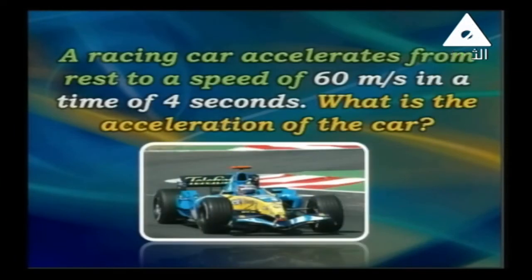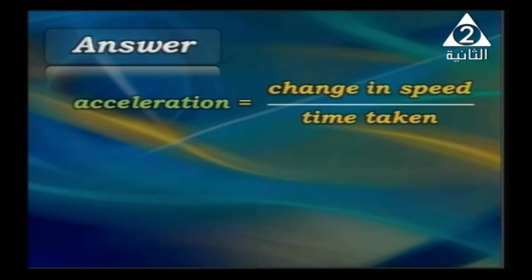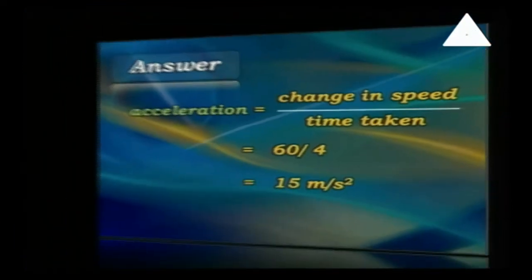Another one, a racing car accelerates from rest. From rest, it means from 0 meters per second, to a speed of 60 meters per second in a time of 4 seconds. What is the acceleration of this car? It's very easy to calculate. Answer: acceleration equals change in speed divided by the time taken. So we have 60 divided by 4, which equals 15 meters per second squared.